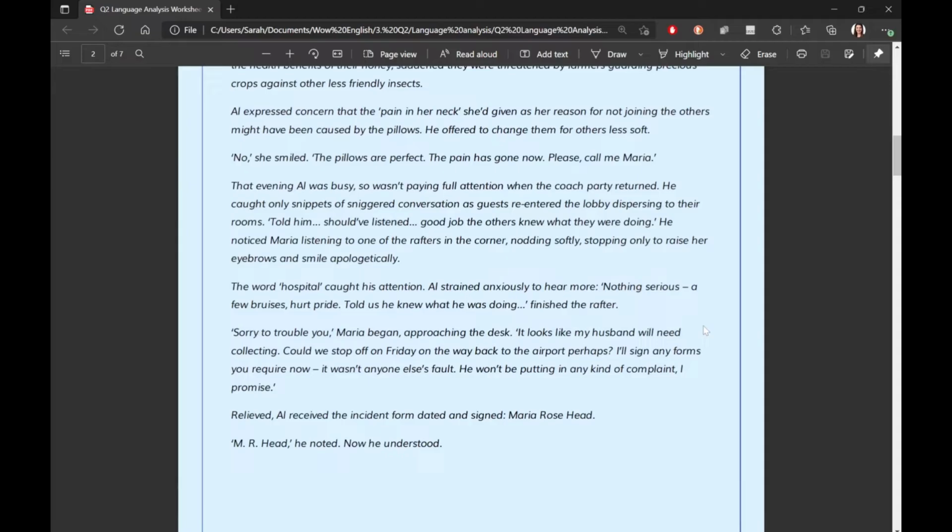That evening Al was busy, so he wasn't paying full attention when the coach party returned. He caught only snippets of sniggered conversation as guests re-entered the lobby, dispersed into their rooms. "Told him, should have listened. Good job the others knew what they were doing." He noticed Maria listening to one of the rafters in the corner, nodding softly, stopping only to raise her eyebrows and smile apologetically. The word hospital caught his attention. Al strained anxiously to hear more. "Nothing serious. A few bruises, hurt pride. Told us he knew what he was doing," finished the rafter.